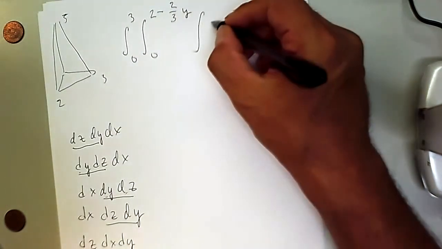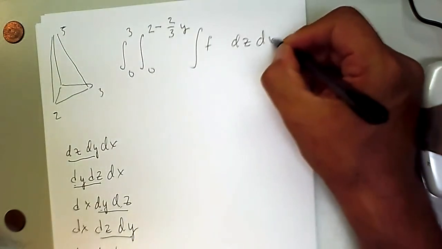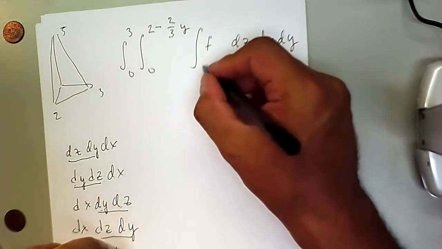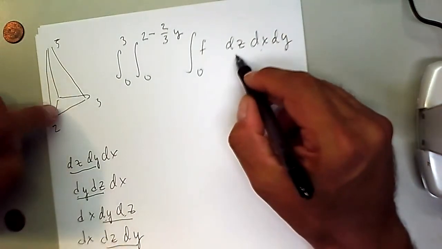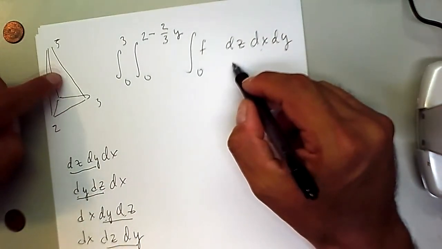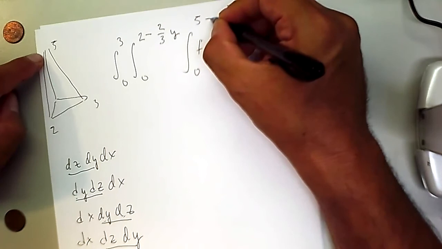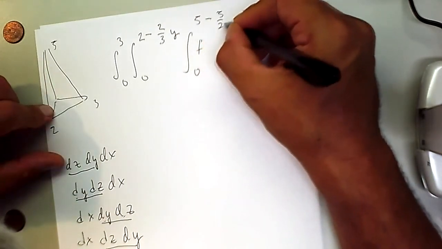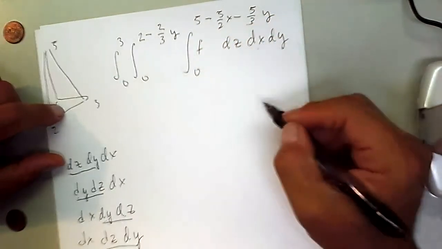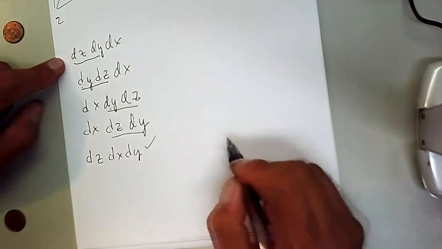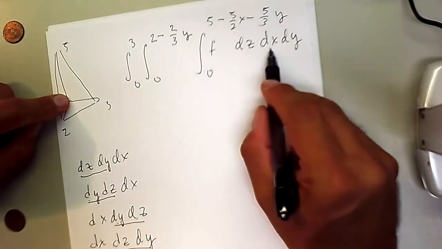And then z, dz, dx, dy. So z goes up and down. Yep. And the most it can be is 5, take away 5/2 x, take away 5/3 y. So that takes care of this guy. So that is the triple integral with respect to z, x, y.